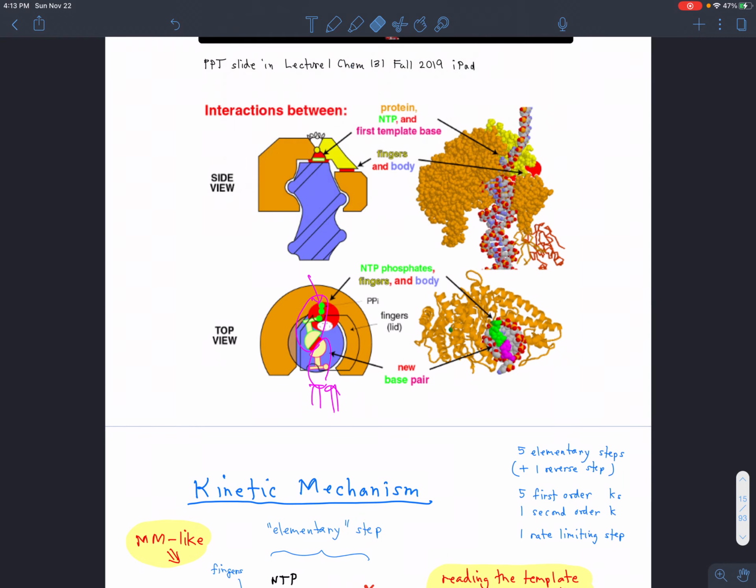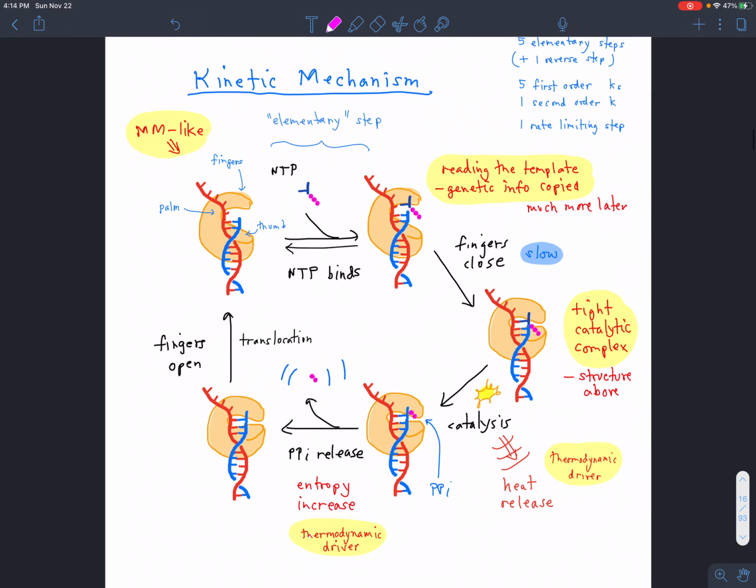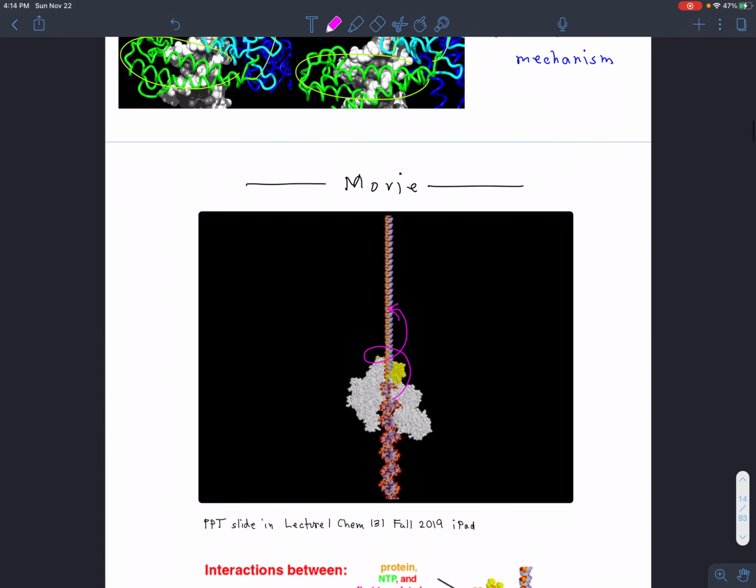Let's see, what else should I say here? I guess the only thing to say is to point out again, you can see really well right now. This is the template base that's being copied. That's the nucleotide coming in. And you can see they're sitting right on top of the DNA. This is the DNA underneath. They're sitting right on top of the DNA, almost exactly as they would if this nucleotide were already part of the DNA. And that's part, of course, how the machine works. All right, finally, that's all sort of background and structure.